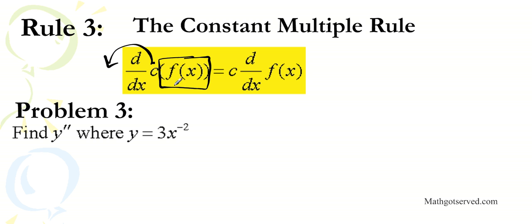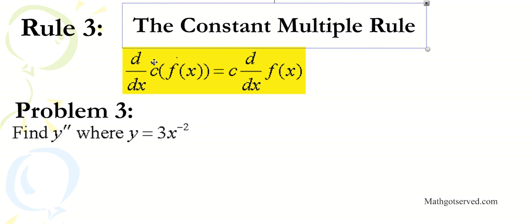So that's how we have the formula, the derivative of c times the function. Notice that the constant is being multiplied by the function. The constant is being multiplied by the function. That's why we can factor it out. The rule does not apply if the constant is added or subtracted to the function.